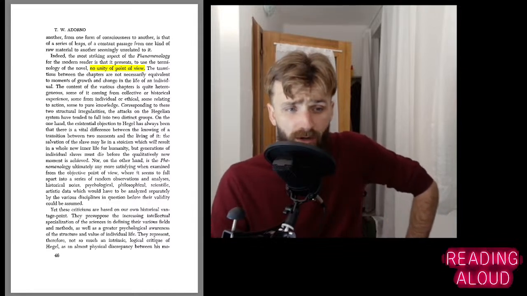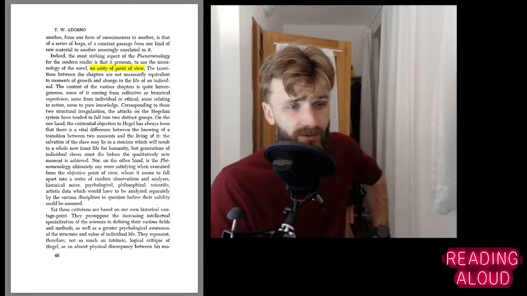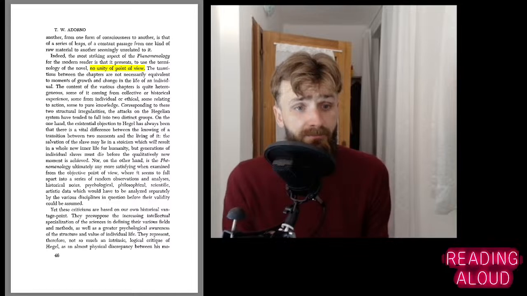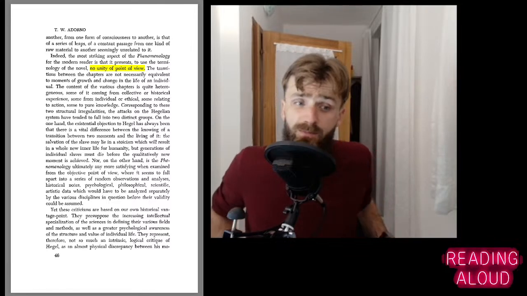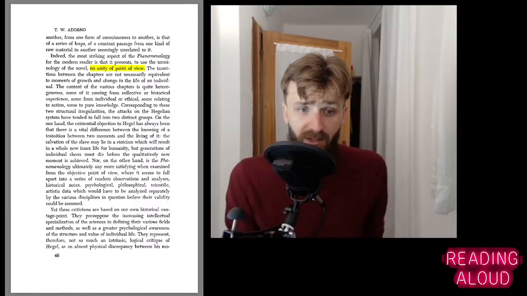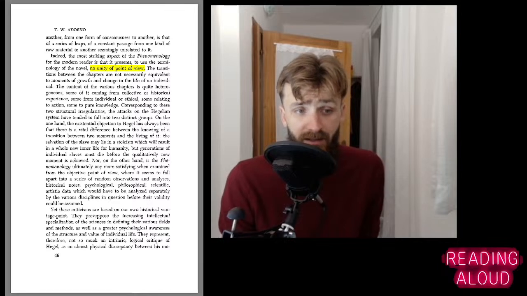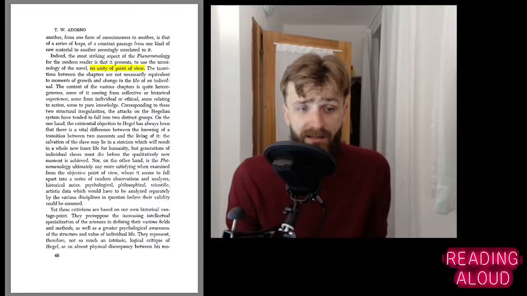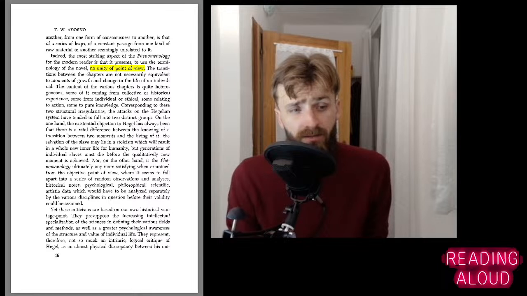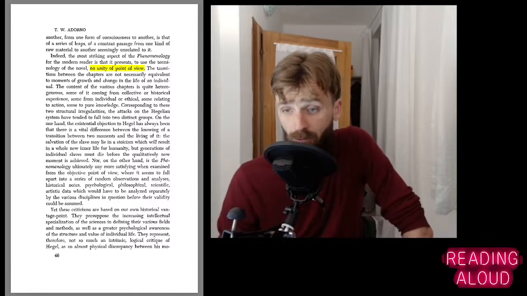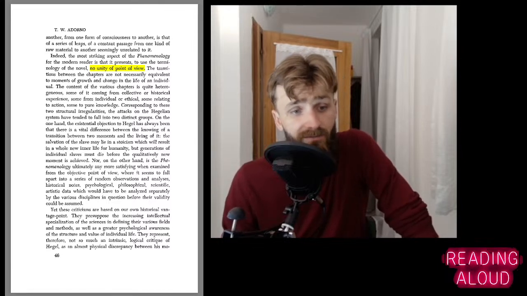Corresponding to these two structural irregularities, the attacks on the Hegelian system have tended to fall into two distinct groups. On the one hand, the existential objection to Hegel has always been that there is a vital difference between the knowing of a transition between two moments and the living of it. The salvation of the slave may lie in a stoicism, which will result in a whole new inner life for humanity. But the generations of individual slaves must die before the qualitatively new moment is achieved.